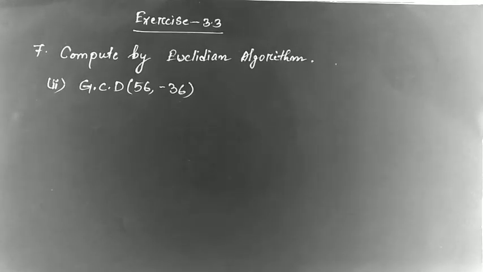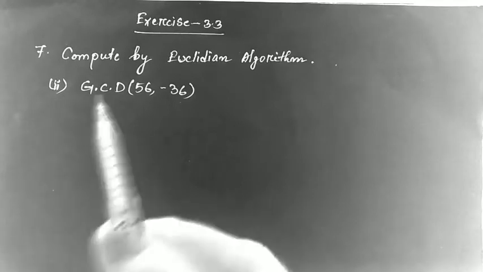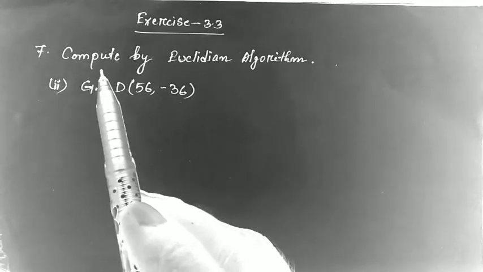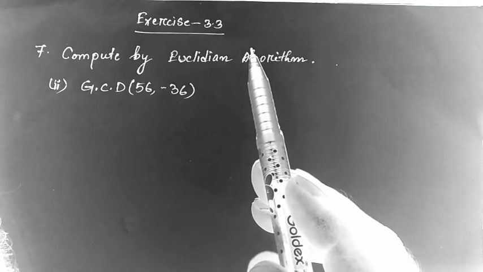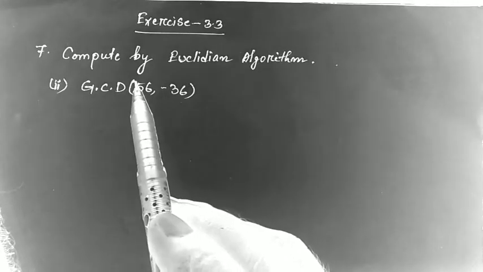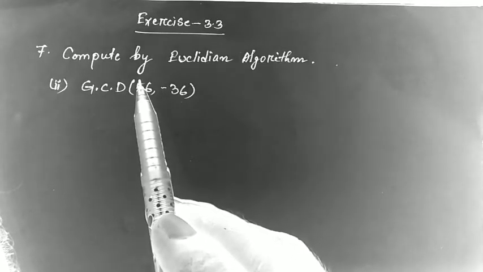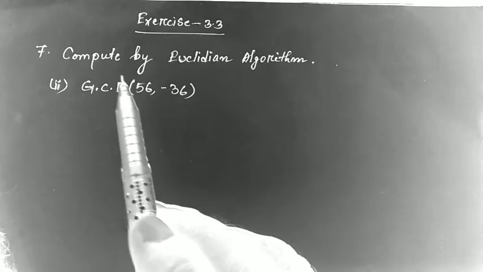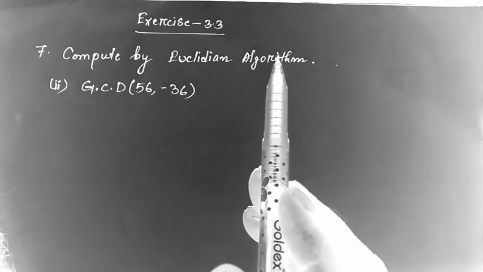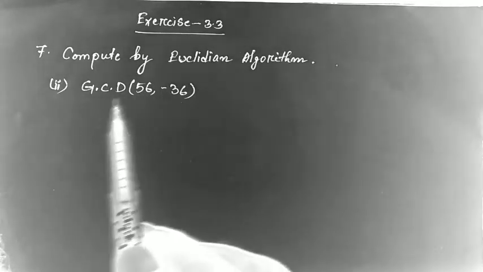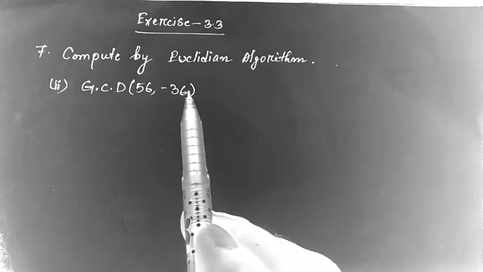In this video I am going to do the sum of question number 7 of exercise 3.3. This type of question you have done in your general mathematics, so easy. Compute by Euclidean algorithm GCD of 56 and minus 36.